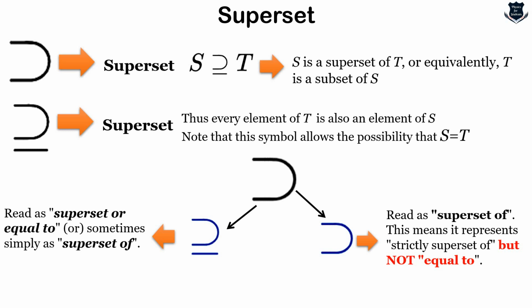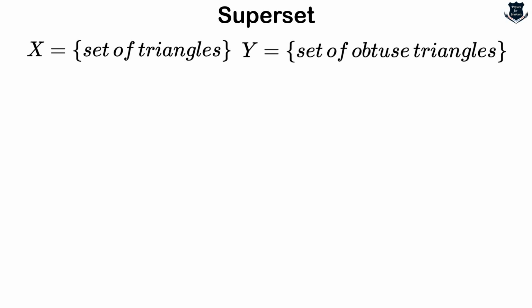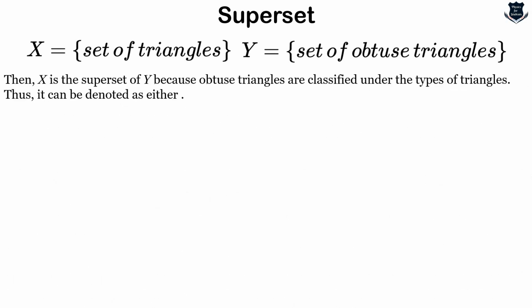Right. So this is something which I want to clarify. Some books will use both the symbols, and the superset also means sometimes this symbol which is meant for superset of, and this one is not equal to, right? This one is equal to, but this one is not equal to. So for example, if we use an example like x equal to set of triangles and y is equal to set of obtuse triangles, then x is the superset of y, because obtuse triangles are classified obviously under the type of triangles.